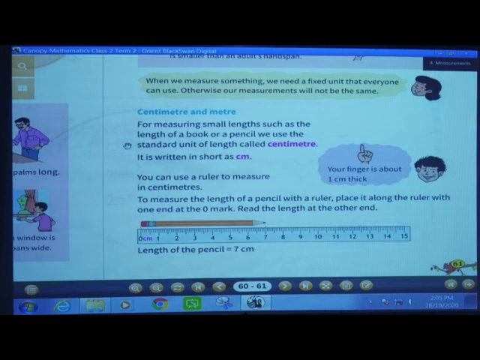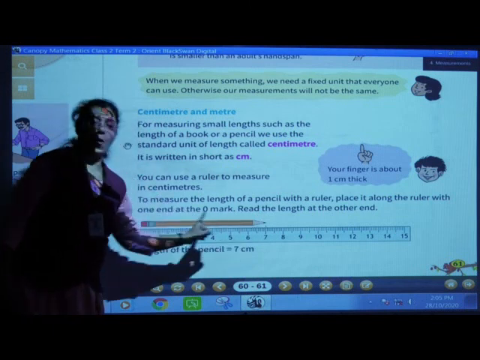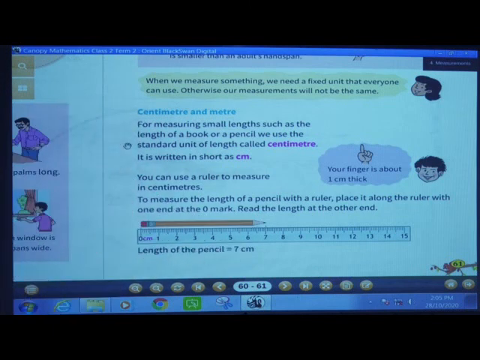We measure small lengths using centimeter. For example, length of pencil, length of book or length of compass box, we can measure in centimeter.